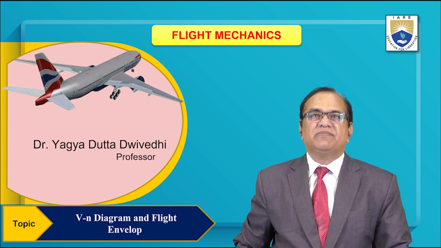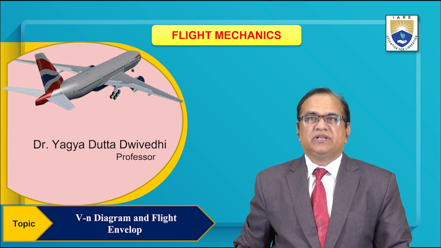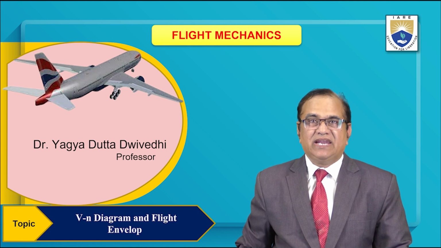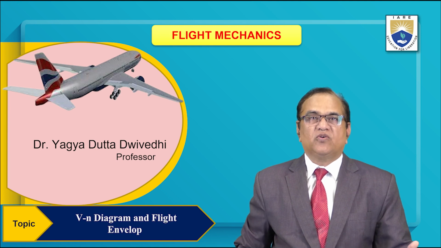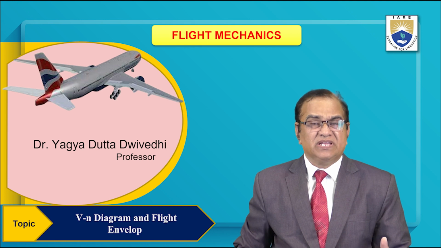So I will be discussing this very important topic, the VN diagram, where V is the velocity and N is the load factor. This diagram relates the velocity or speed of the aircraft to the load factor, and how much load factor an aircraft can sustain. This we are going to discuss today.